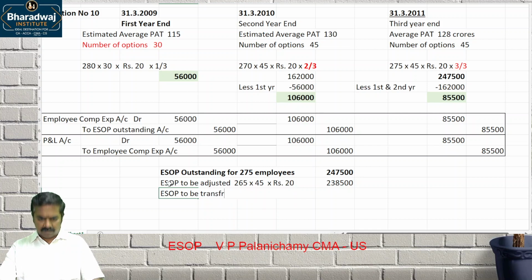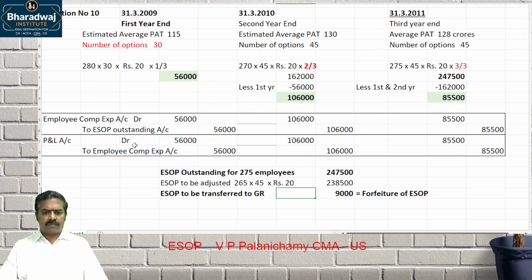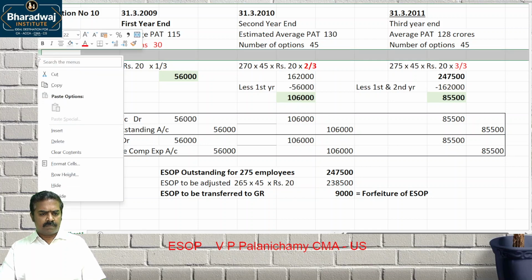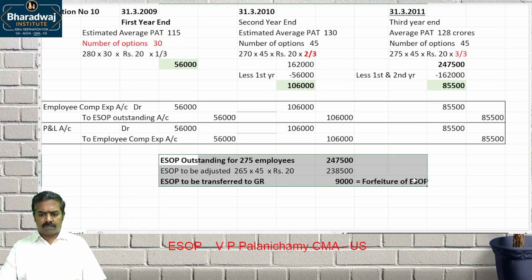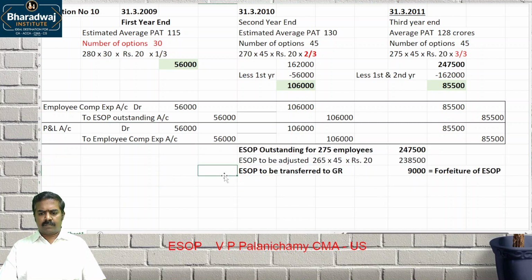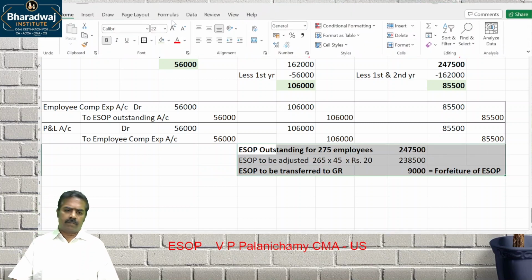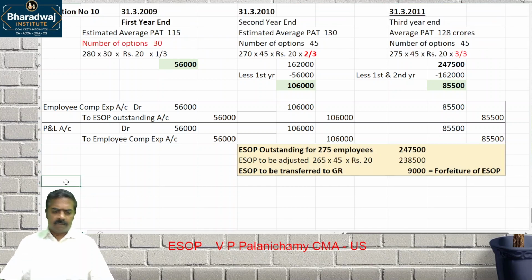To general reserve. ESOP to be cancelled. This is known as forfeiture. You can pass the journal entry also.